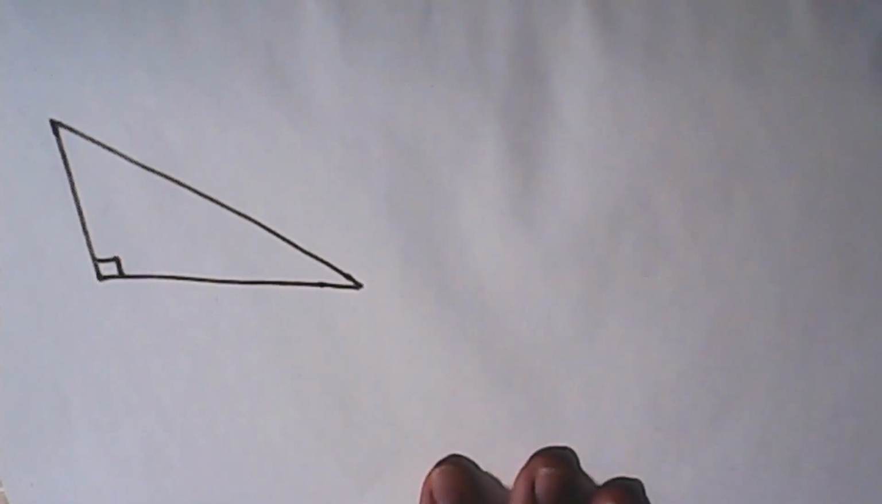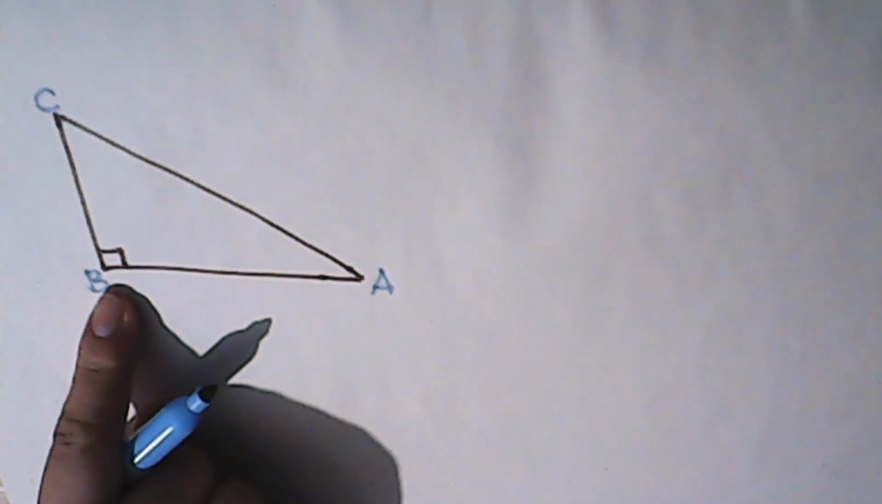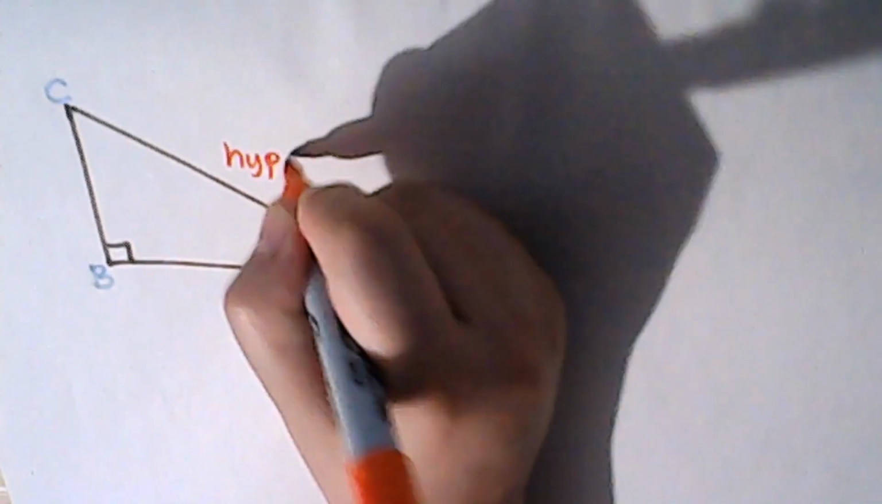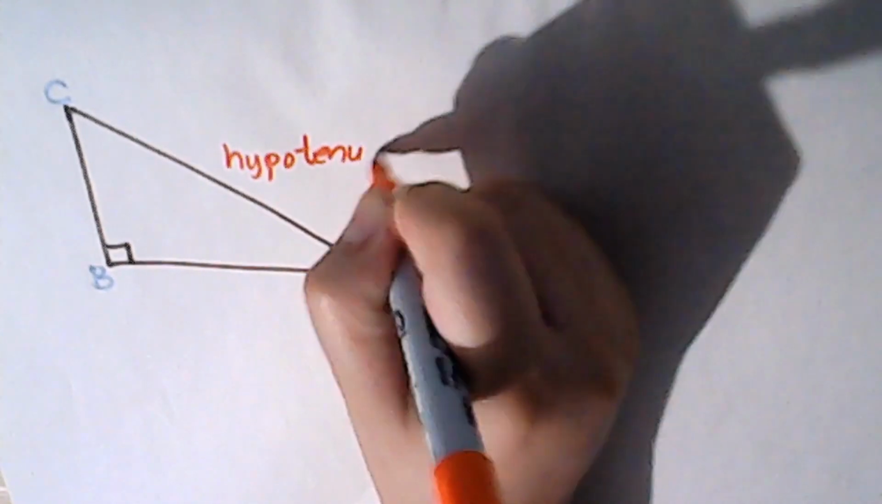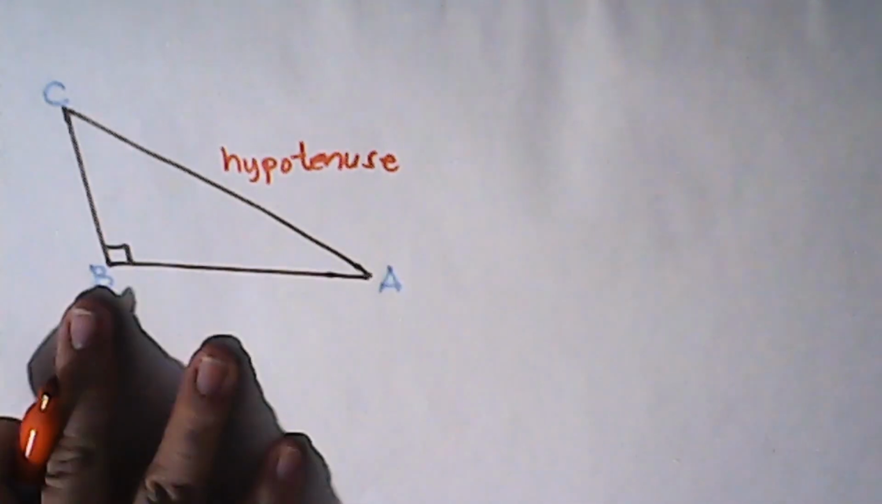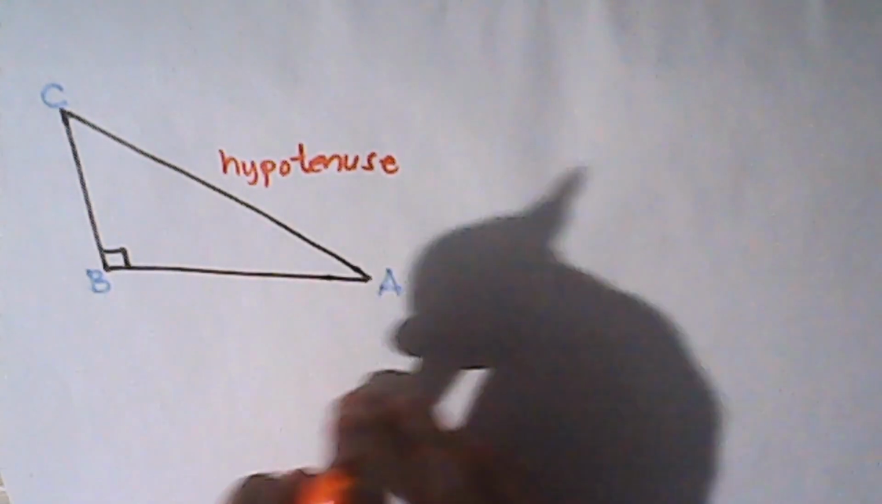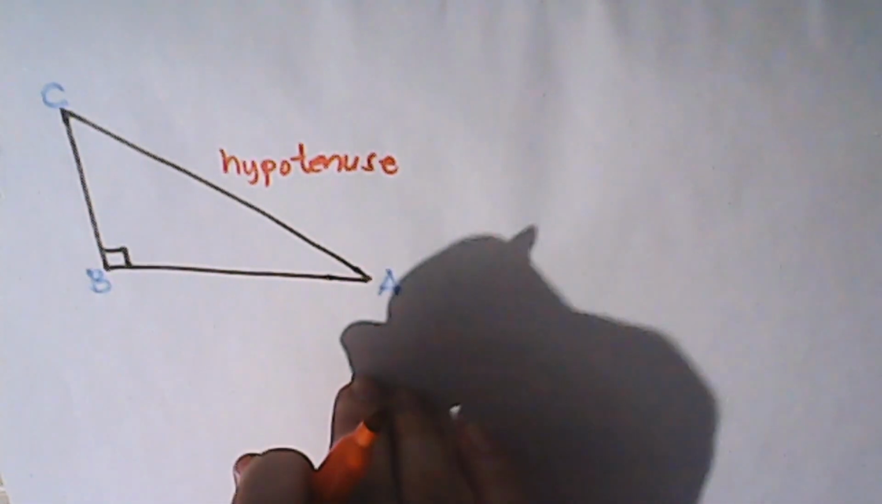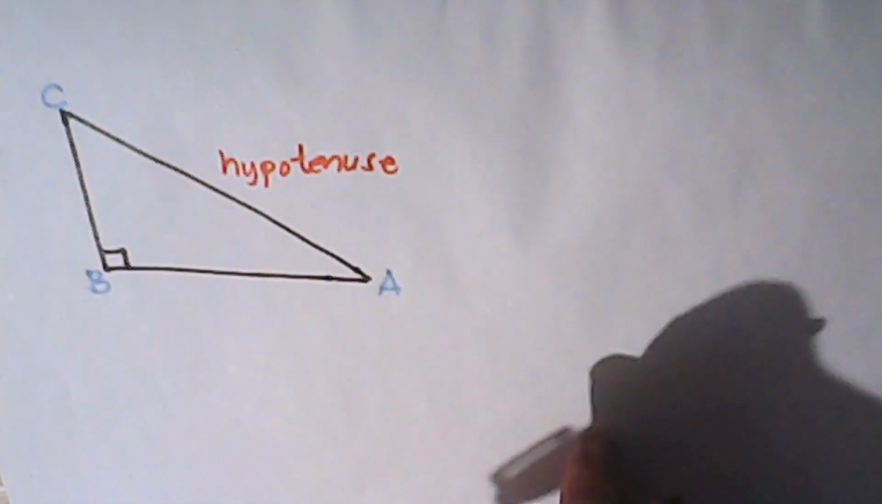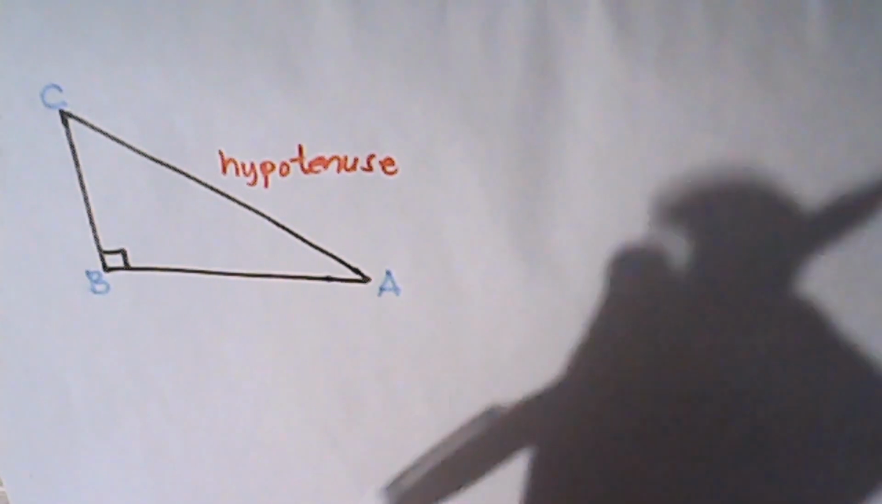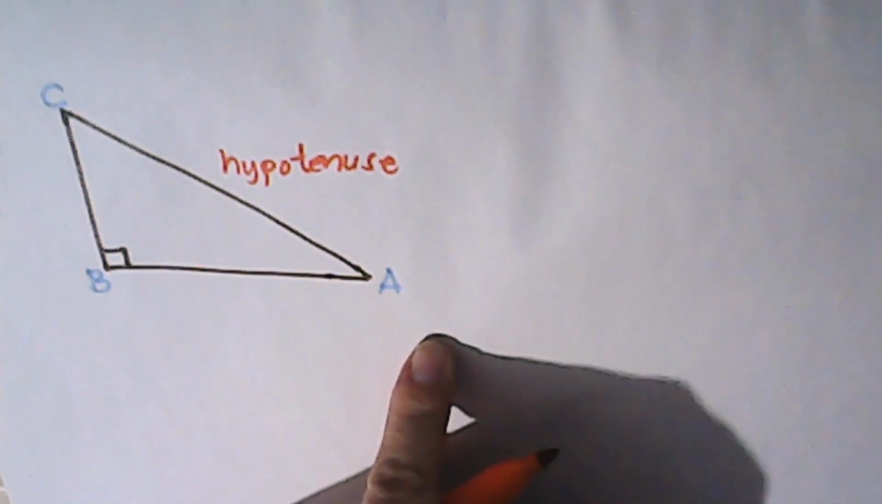So, first, we need to draw a right triangle ABC, where angle B is the right angle. And we know the side that is opposite to the right angle is always our hypotenuse. Regardless of the position of where our right angle is, the side opposite it is always our hypotenuse. Now, how are we going to know which side is the opposite side and which side is the adjacent side? We have to first know which angle we are referring to.